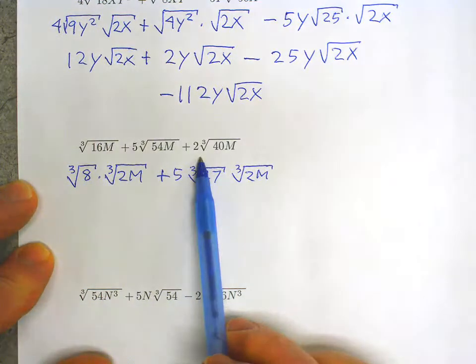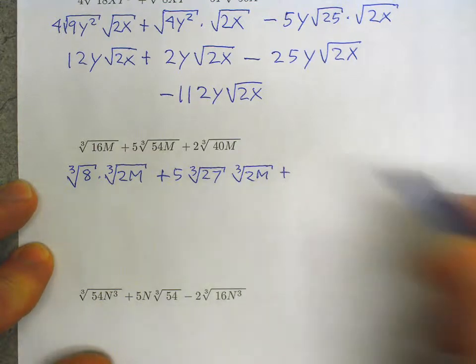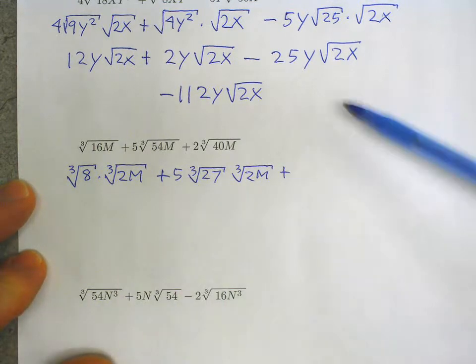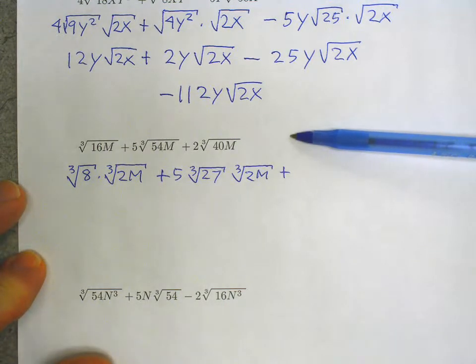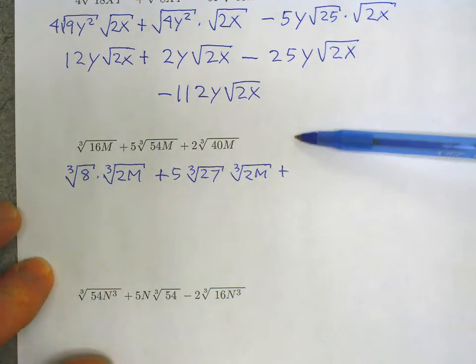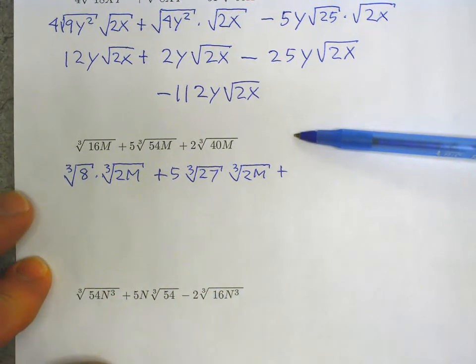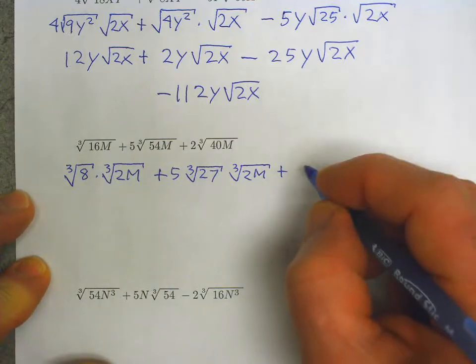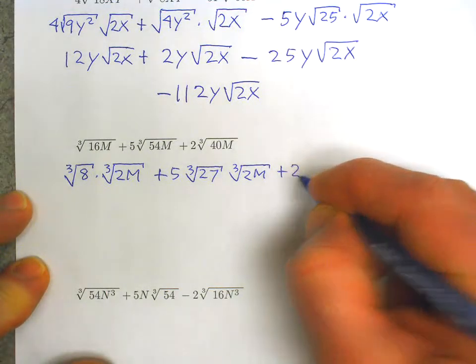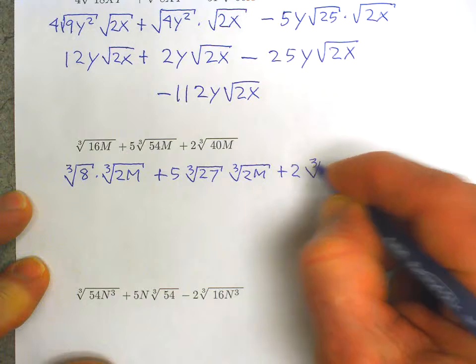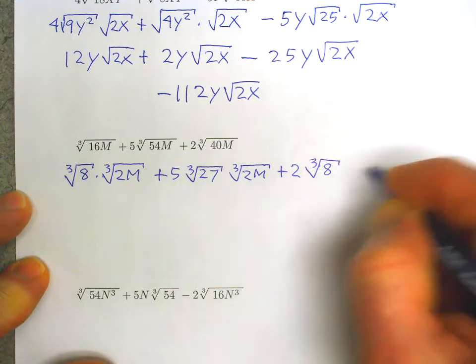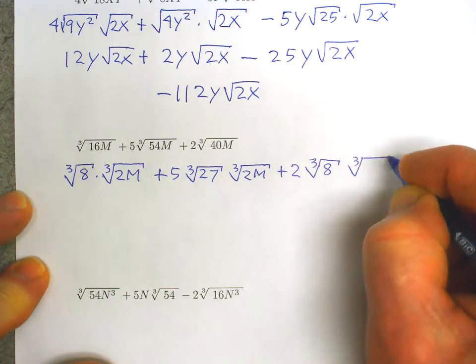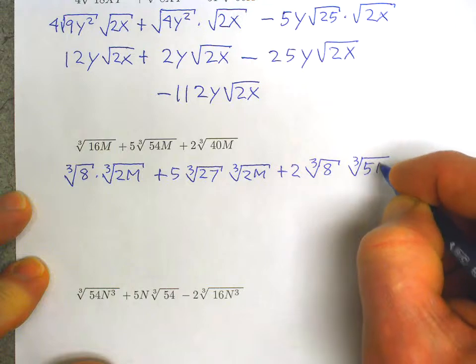And then the term on the right, plus 2 times the cubed root of 40m. The largest factor of 40 that's a perfect cube is 8. 8 times 5 is 40. So this one becomes plus 2 times the cubed root of 8 times the cubed root of 5m.